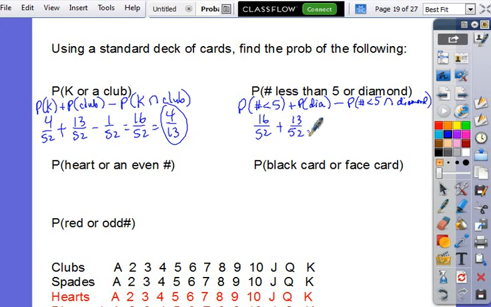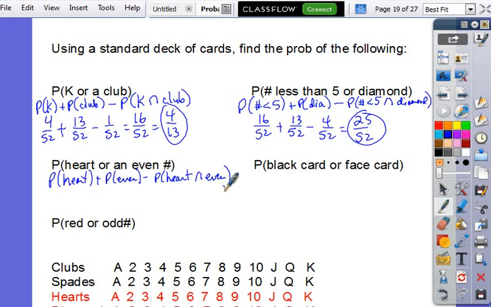All right, now how many are less than 5 and a diamond at the same time? 4. Less than 5 and diamonds would be the 4, 3, 2, and ace of diamonds only. Add up the top. 16 plus 13 is 29. 29 minus 4 is 25 over 52.